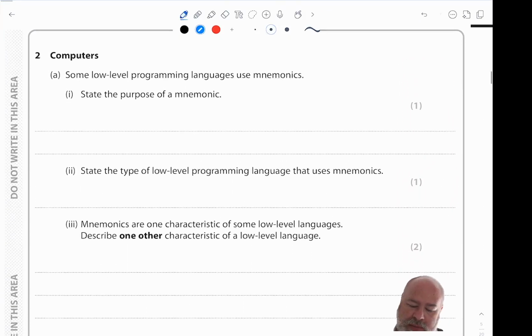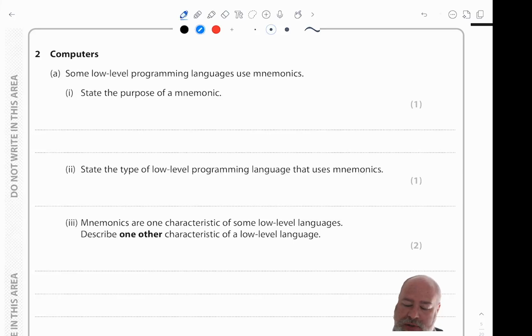Some low-level programming languages use mnemonics. State the purpose of a mnemonic. Well, you'll know these, like BIDMAS, for example, or SOHCAHTOA. These are all ways to remember things, or Every Good Boy Deserves Favour. Brackets, indices, division, multiplication, addition, subtraction.